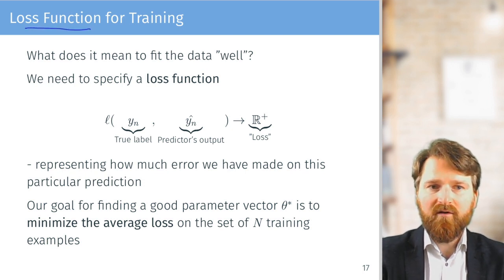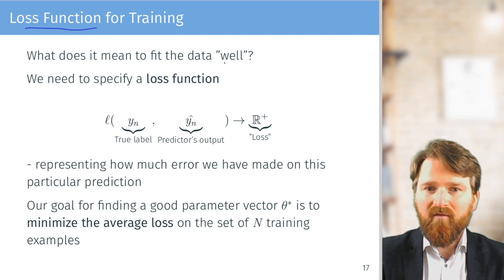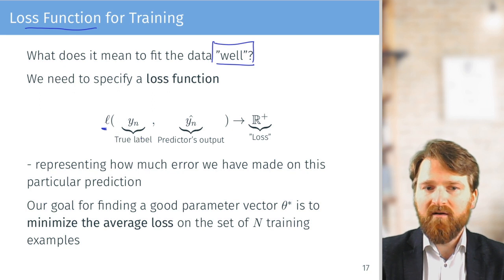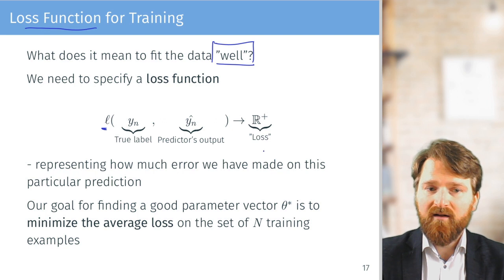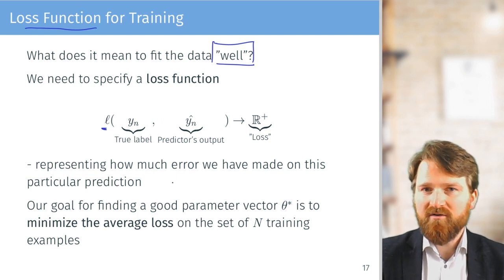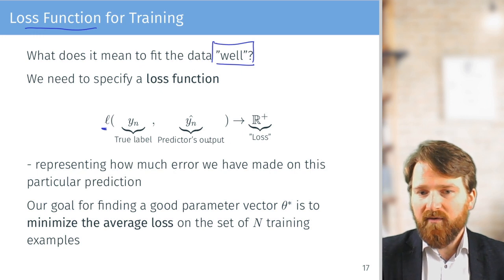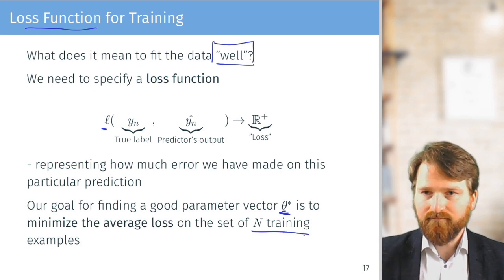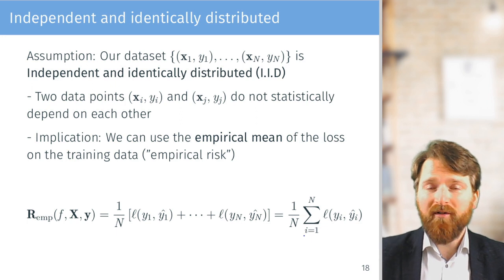So the loss function for the training data means, how well are we fitting the data. The loss function L has two parameters, the true label and the output of the predictor. The n is the nth example in the training data. So this function has this input and it predicts a real number, a positive real number mostly, which we call the loss. It represents how big an error we made on this particular nth example. And our goal then is to find a good parameter of the model, theta star, such that we minimize this loss across all the n training examples.